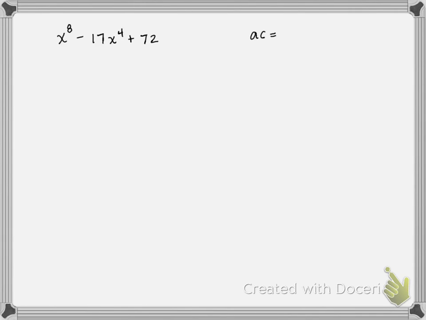So this is the one we're going with now? Yes. Okay. So AC is 72. B is negative 17. So I need two negatives. And you guys factor from here.